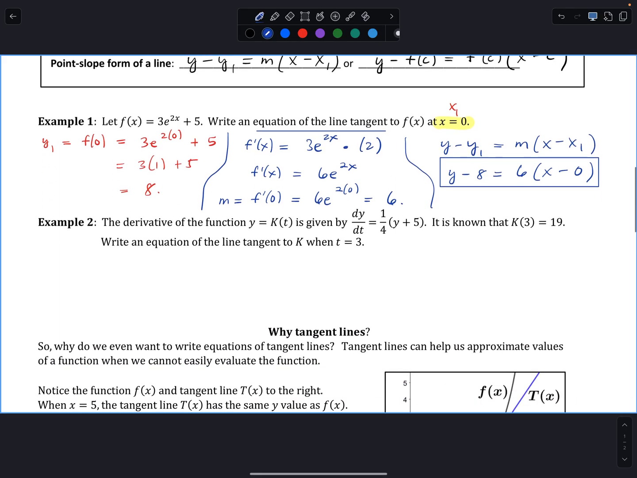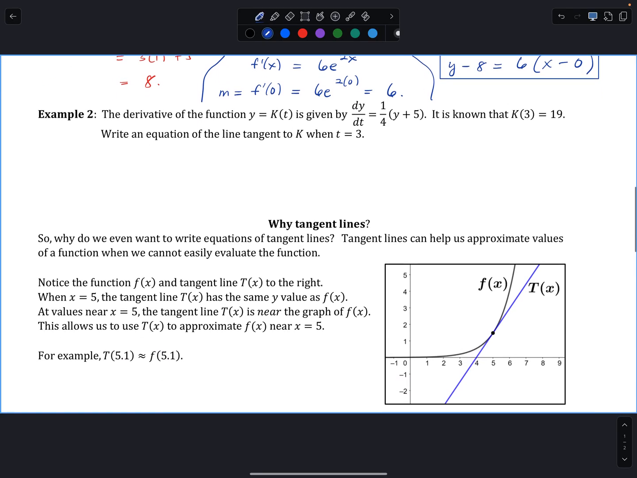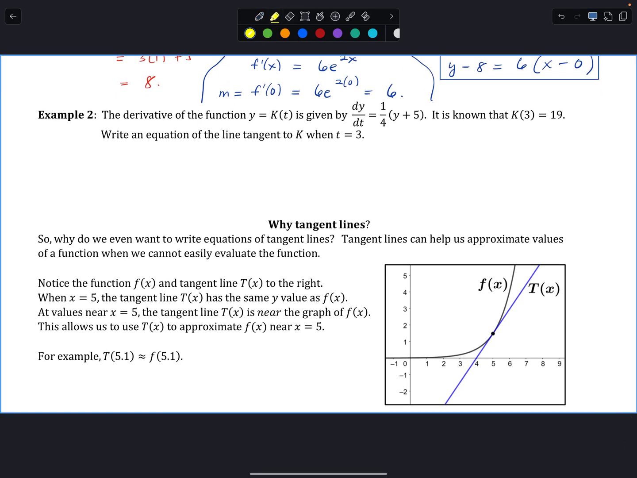All right, example 2. The derivative of the function y equals k of t is given by dy/dt equals 1/4 times y plus 5. It is known that k of 3 is 19. Write an equation of the line tangent to k when t equals 3.